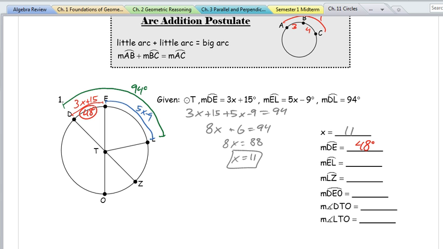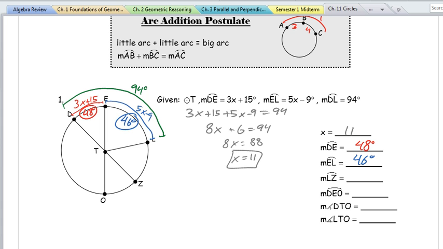For EL, that's my blue arc there. Plug it in. 5 times 11 is 55. 55 minus 9 is 46 degrees. You can check yourself right here. Not physically, I mean check what you're doing on your paper. 48 plus 46 is 94. Yep, so I know my x was right. I know I'm doing this problem right, so I'm going to keep on going.